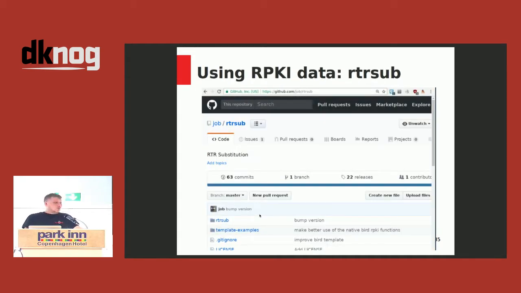A small tool to facilitate working with RPKI data is called rtrsub. What rtrsub does, it takes the JSON output from a validator, it mangles it through a template, and then you can output it in any format that is useful for you. For instance, IOS or BIRD output.